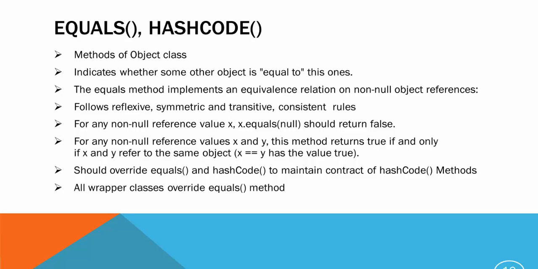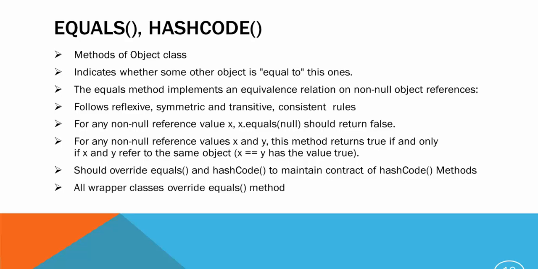The equals method implements an equivalence relation on non-null object references. So the objects which I am trying to compare to find out the equivalence relationship have to be not null. It means that if any one is null, then the result will be false. Those are not equal.